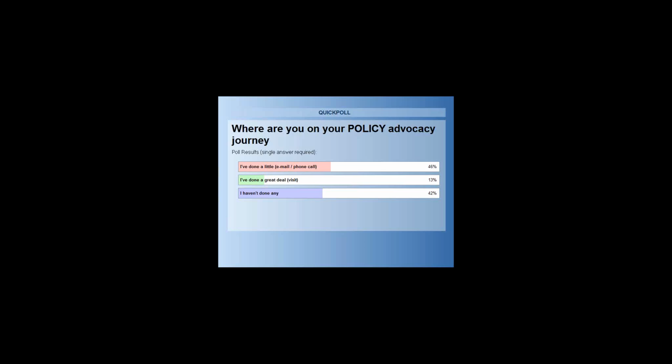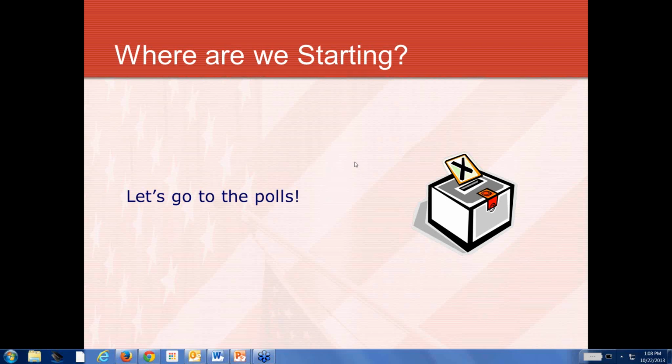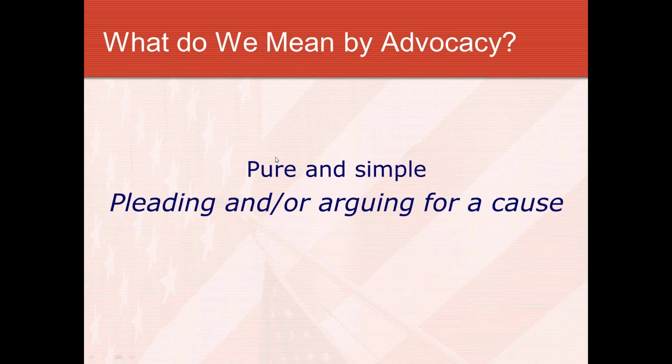So we've got a mix of folks who haven't done really any advocacy, some who've done a little, and some who've done a great deal. So we'll tailor the discussion to that. If you've done a great deal and you'd like to add in some comments, please do, because I really like to make sure that the people who've done it can give us a sense of how it works in your own communities. All right, so that's where we're starting from.